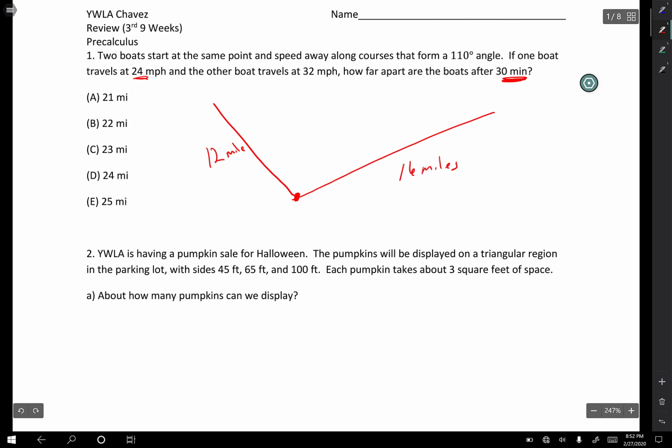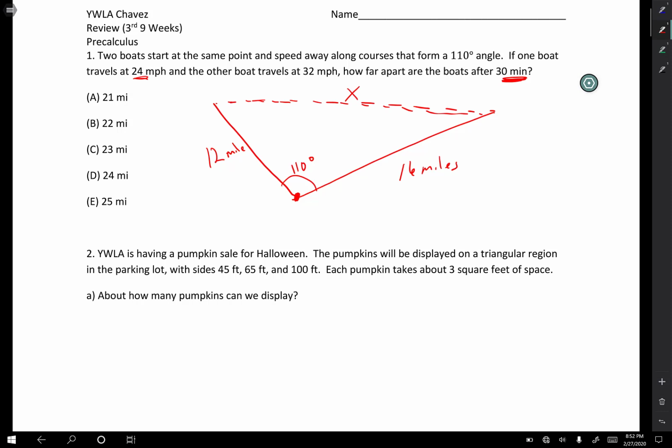And there's a 110-degree difference between them. So there it is, 110 degrees. And they want to know this distance here. They want to know that distance. I'm going to call that x. So it's obvious on this one that it's the law of cosines. So here we go. Law of cosines.